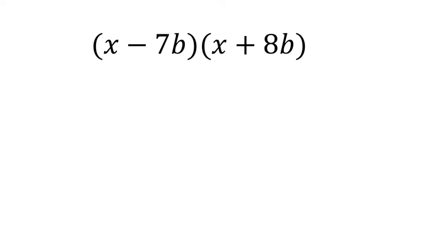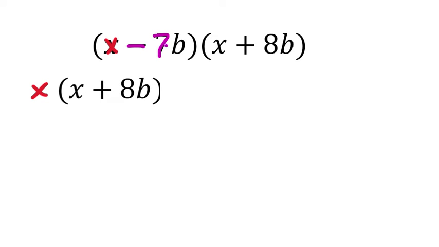So for this one, I'm going to go back to not doing just lots of rainbows on this one, but actually show what's going on in this case. So I'm going to take this x, and I'm going to multiply it by that second binomial, like this. And then I'll also take this negative 7b, and also multiply it by the second binomial.